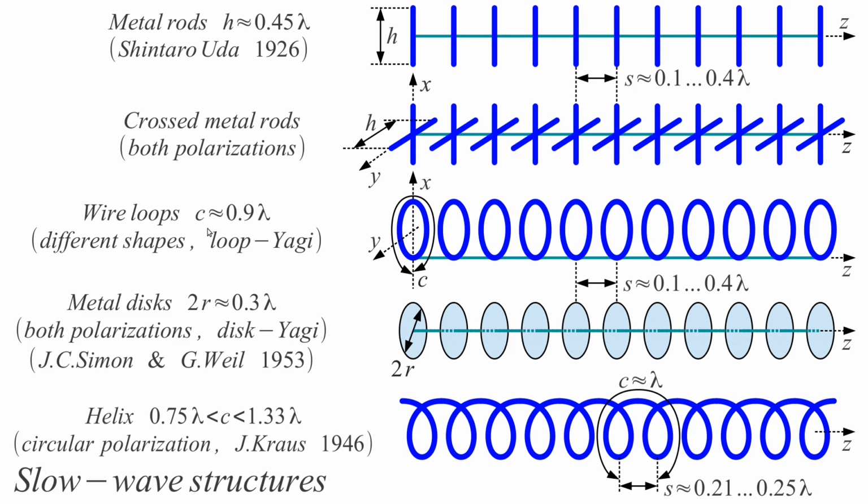We can also use wire loops with the circumference of about 0.9 wavelengths to make a slow wave structure. They may be of different shapes. They may be circular, maybe square, maybe triangular. This is usually called a loop Yagi or a quad Yagi or something like that. Always Yagi after the supervisor of Shintaro Uda, but he did not actually invent the antenna. In fact, Yagi himself says in his article that it was Shintaro Uda, the real inventor of this antenna. So Yagi was correct, but other people were not correct.